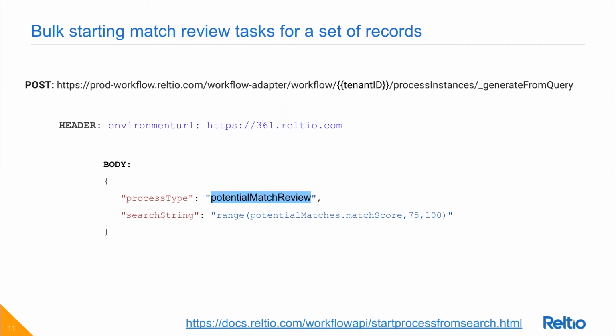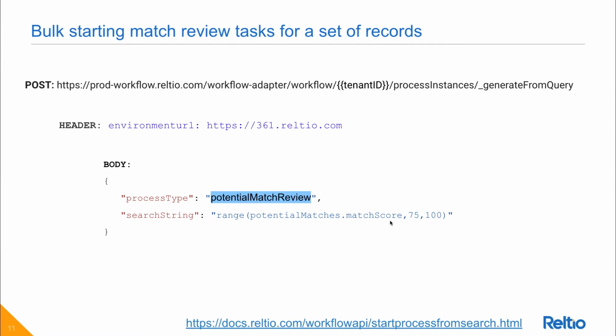So on that previous screen, when you initiated a match review, it's simply using the generate match review from query. You have a REST endpoint to post to. You do need to set an environment variable indicating the environment that the tenant is deployed in. And then in the body of the payload for that API, you simply indicate what workflow you want to launch and what search criteria or filter applies to the records that should receive it.